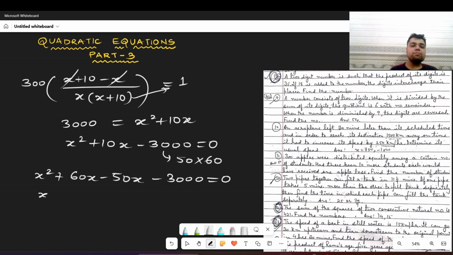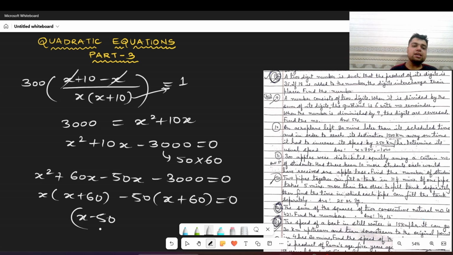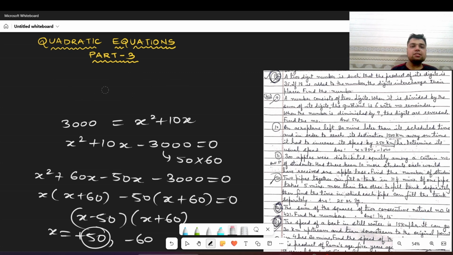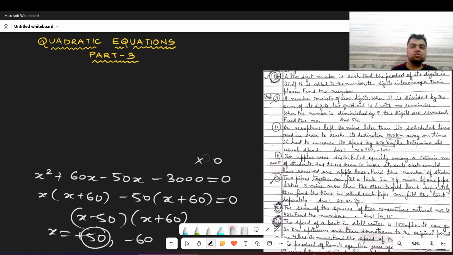I will take x common in this, x plus 60, and in this minus 50, and in the bracket it will be x plus 60 again. This is equal to 0. So x minus 50 times x plus 60 it will become, and x value will be either plus 50 or minus 60. And we are talking about students, so it should be positive, right? Number of students should be positive. So 50 will be the answer. Is that clear? Let's see the next question.